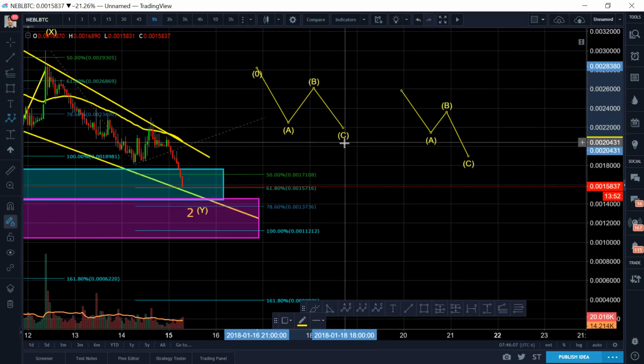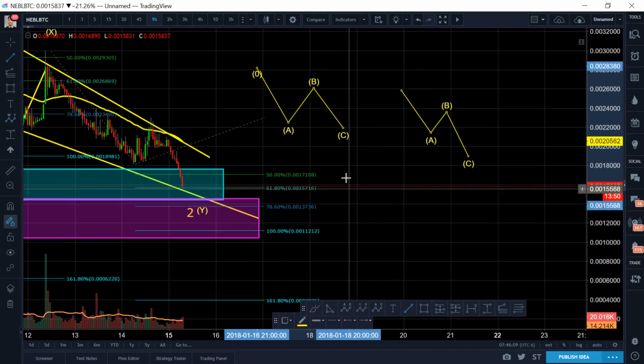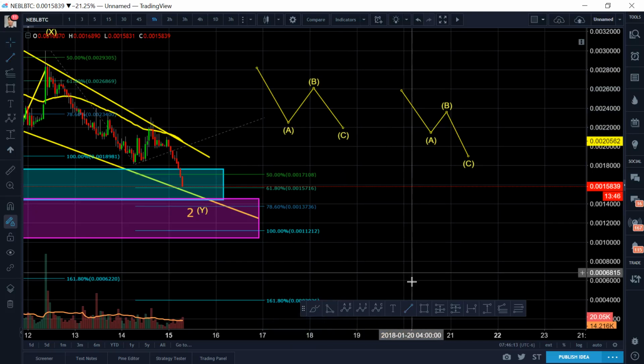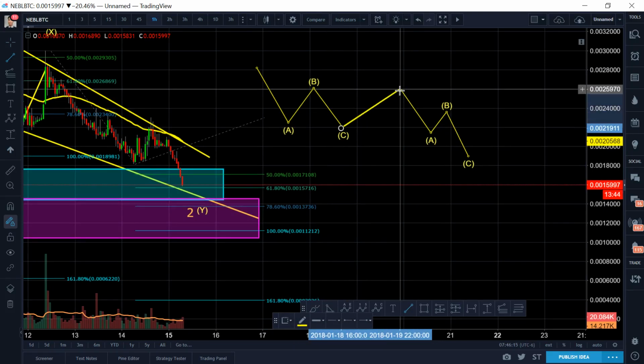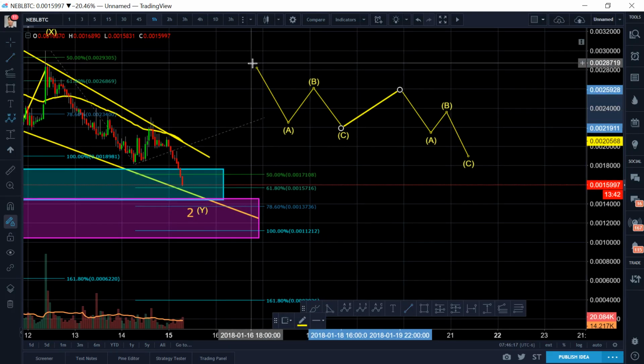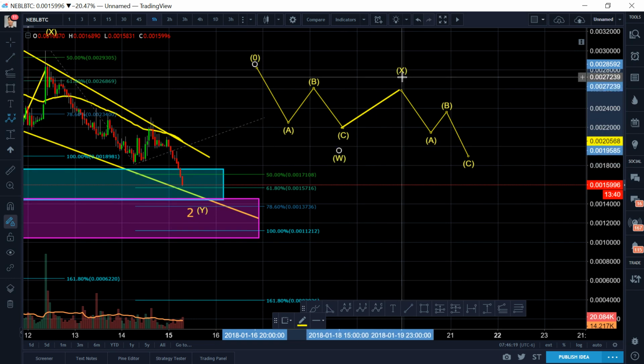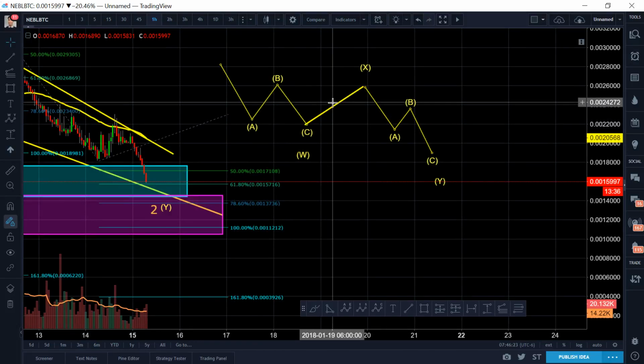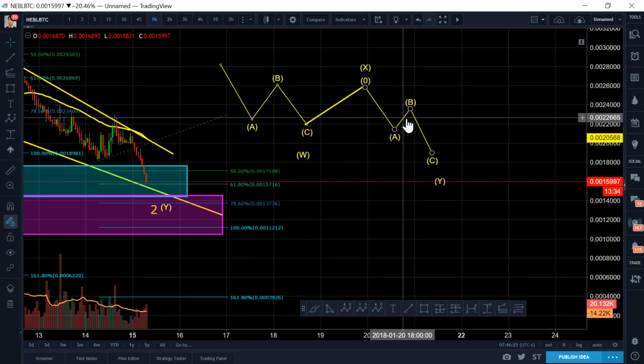We're not a seven-wave combo, but a seven-wave structure. Oops. So that goes like that. Lots of Elliott waves now that I'm finding. So this becomes W, this is X, and this is Y, right? So this is now 1, 2, 3, 4, 5, 6, and 7.